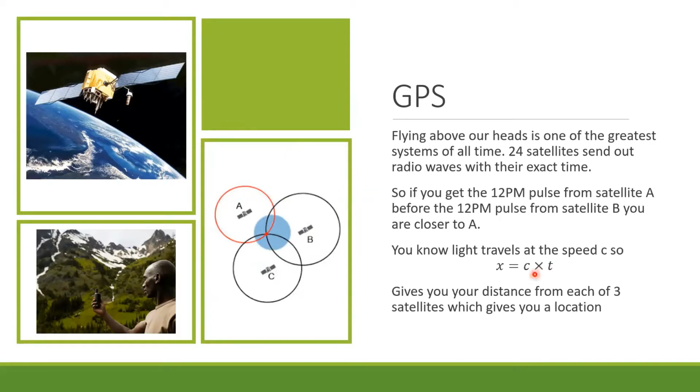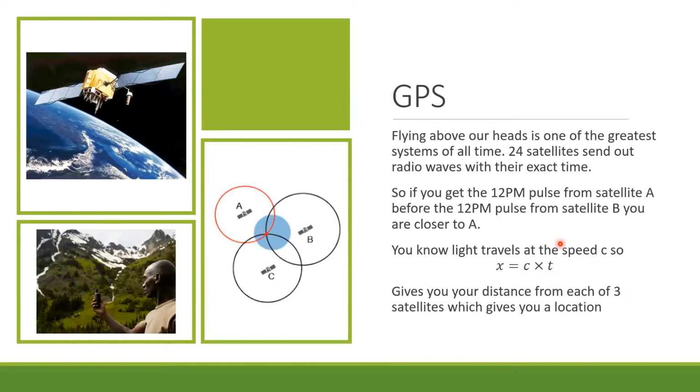How it works? Well, these are sending information at the speed of light. If you know how long it took, so if it's 12 p.m. and it took 1 second, if you multiply c by 1, that will tell you your distance away from A. And if you do this with all 3 satellites, you can pinpoint your exact position.